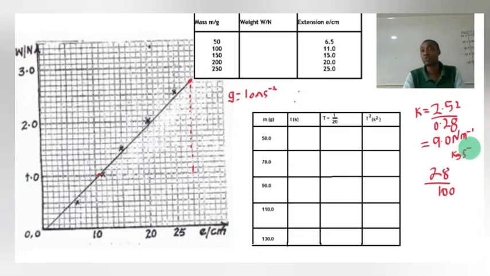So that is also per second square rather. So that's also a unit. So you see that the value of K has been found. So this value of K is what we are going to use.